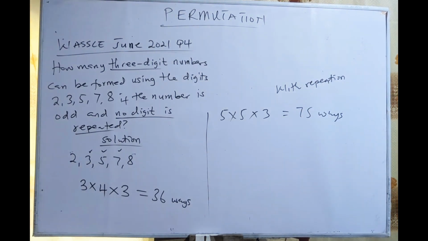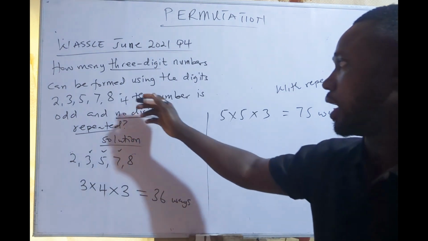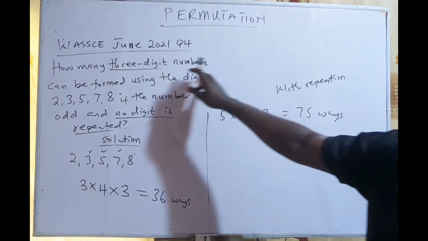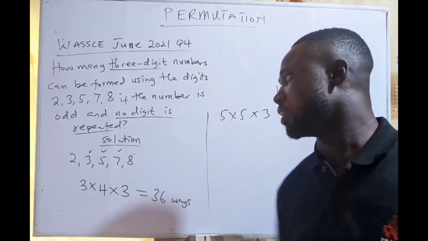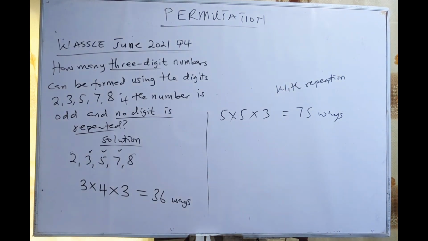But if it is without repetition, and the number is either odd or even, you have to start from the unit digit and move to this side so that it can help you answer the question well. I believe you get it.